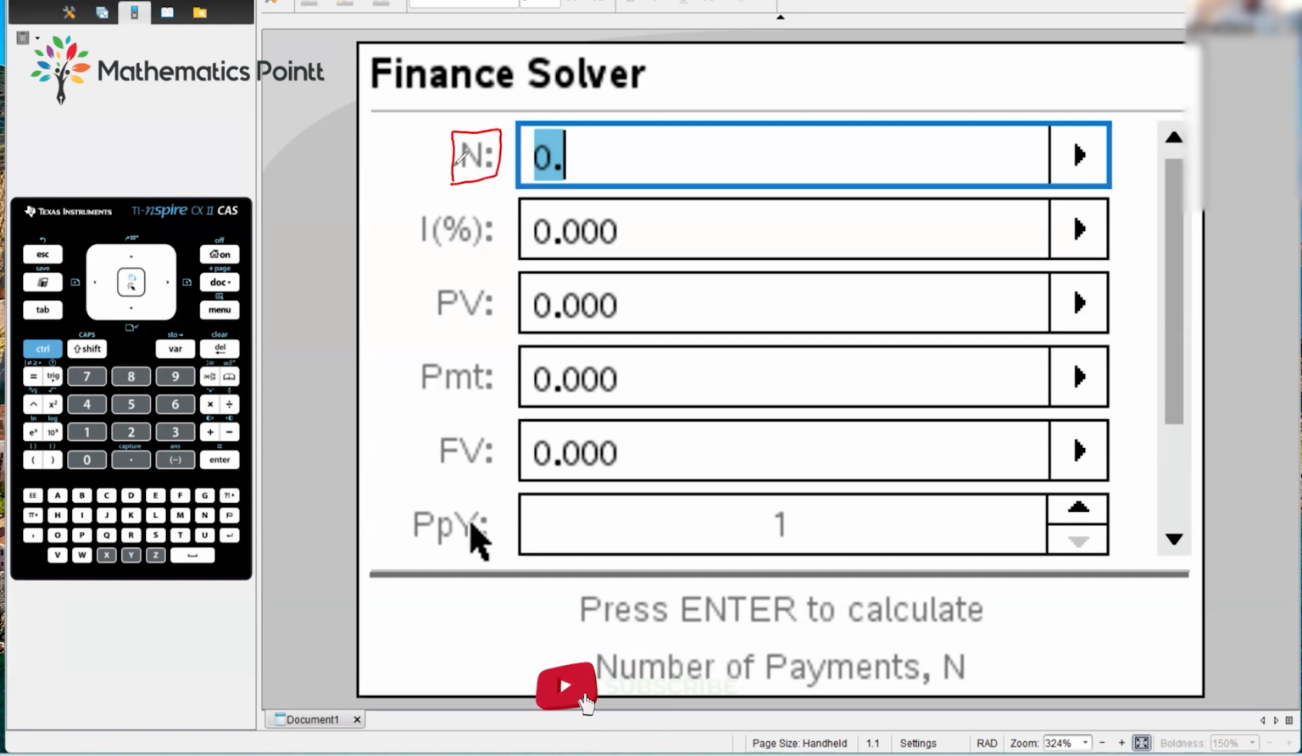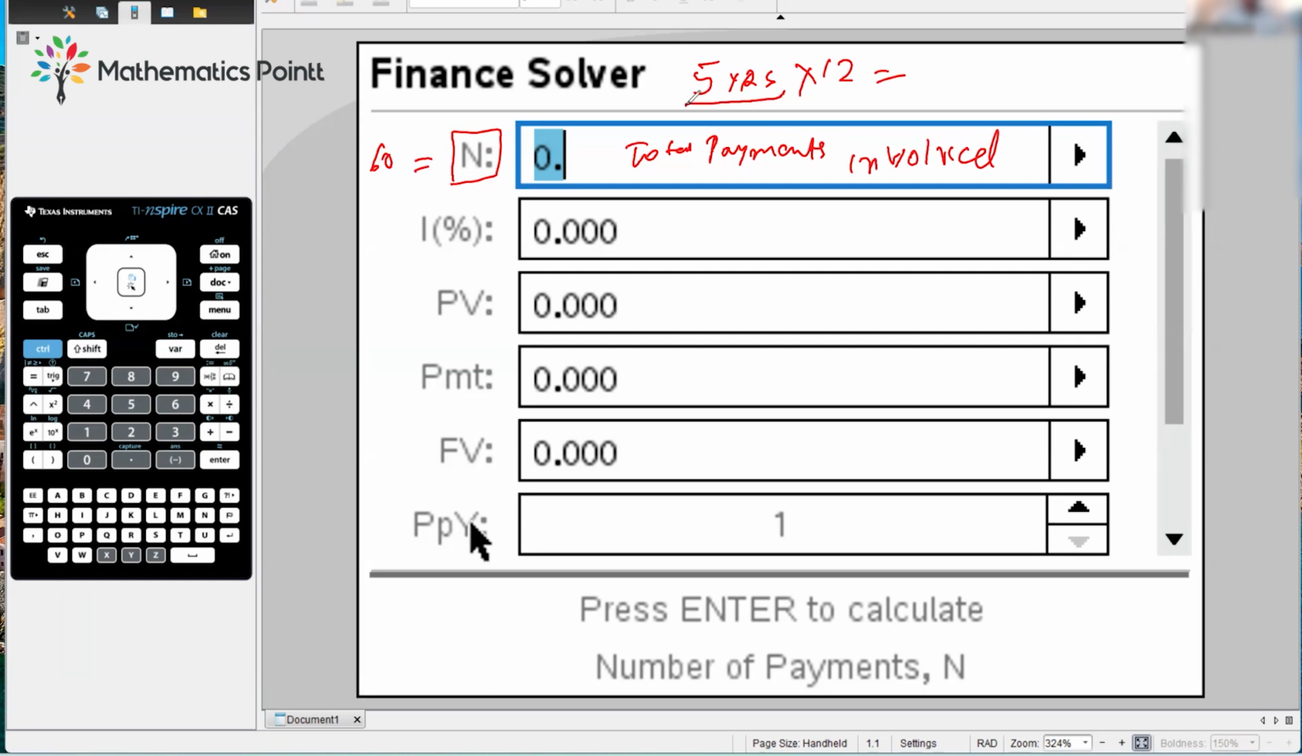Now, N is nothing but the total number of payments. Total payments, not the total tenure, total payments involved. So how many times is that person making the payment in the overall scenario? For example, if a person has taken a loan for, let's say, 5 years, and they are making monthly payments, that means 5 times 12.